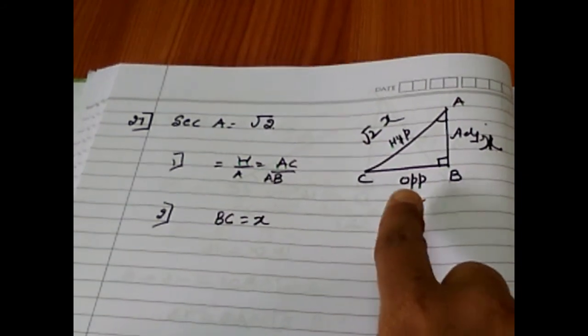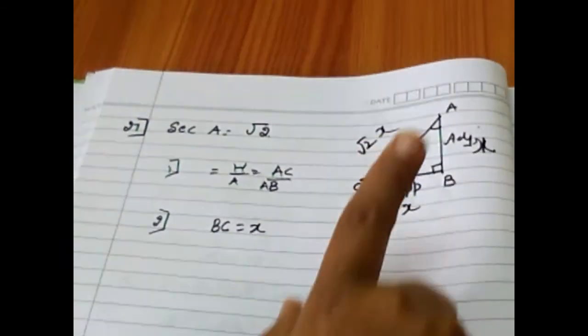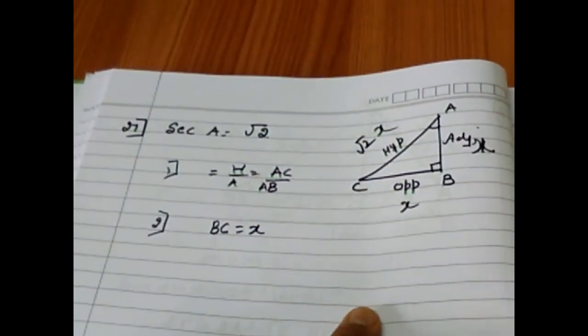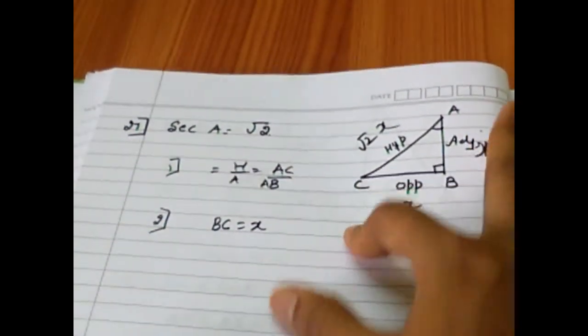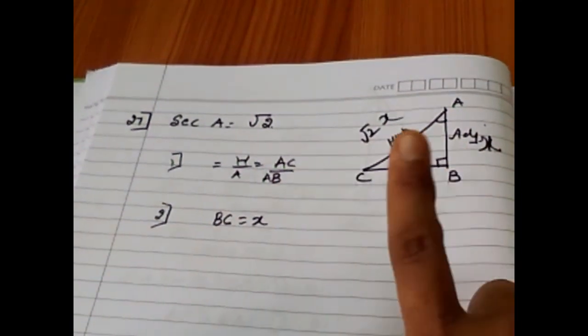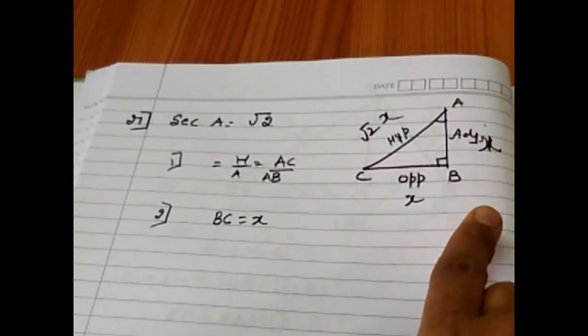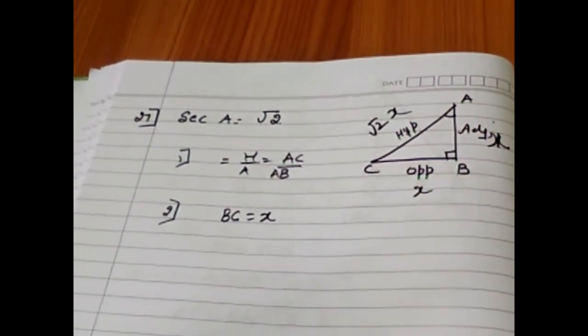Next, sin A is opposite by hypotenuse, x by root 2x, x cancels, 1 by root 2. Next, tan A is opposite by adjacent, that is BC by AB, x by x, that is also equal to 1. Next is cos A. Cos A is adjacent by hypotenuse. Adjacent side is x, hypotenuse is root 2x, x cancels, 1 by root 2.